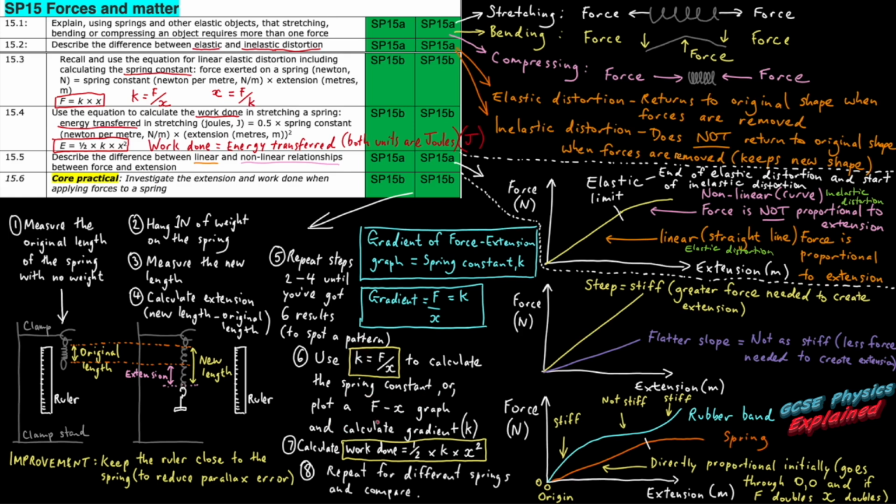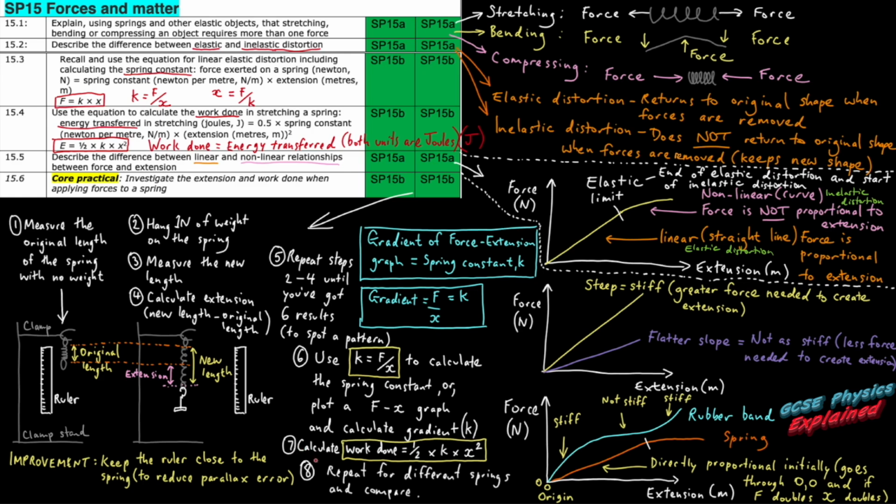Or they might be specific and say they want you to plot a graph. So you'd have to plot a force against extension graph, just like this over here. And you can calculate the gradient. If you're going to put force up the side and extension along the bottom, that's the y-axis divided by the x-axis. You're basically doing F over X, which means you're going to get K. So the gradient will be K. So I'll calculate the gradient once you've plotted your force extension graph.